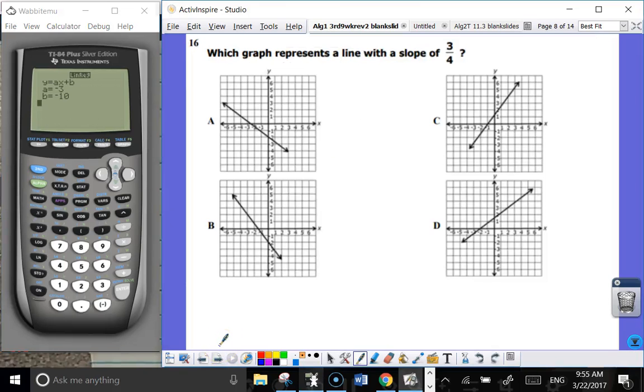Right. Which one of these looks like it's got a slope of positive 3/4? Well, which lines don't have a positive slope? So the ones that go like this, those are negative slopes. So you're not looking at that. So it's got to be one of the ones that go up, right? This is a positive slope.